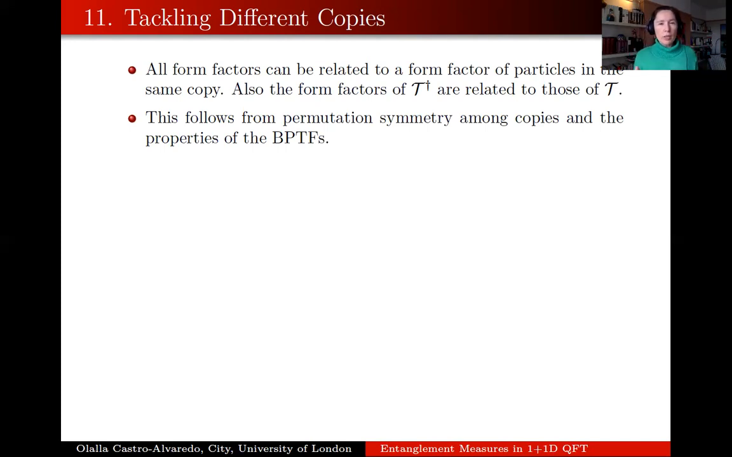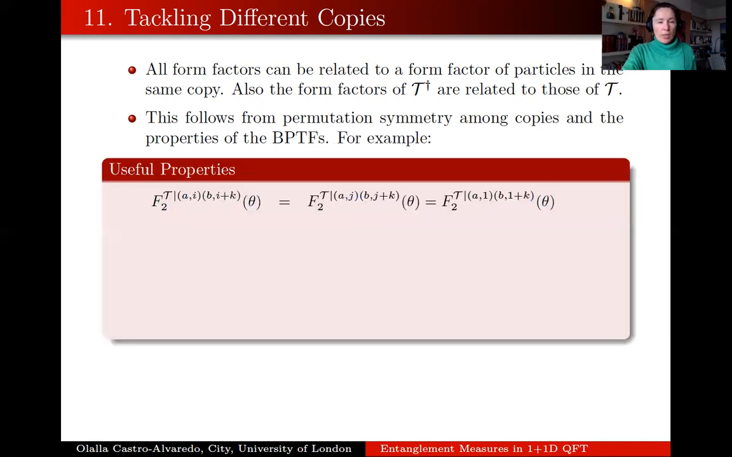So there are quite a lot of equations that one can write that relate these two particle form factors for particles in different copies to form factors for particles on the same copy, for example, the first one. And also there are relations between the form factors of T and those of T dagger. So here I write a couple of relations that you can also, as an exercise, try and prove, or at least argue that they must hold. And they're all quite simple.